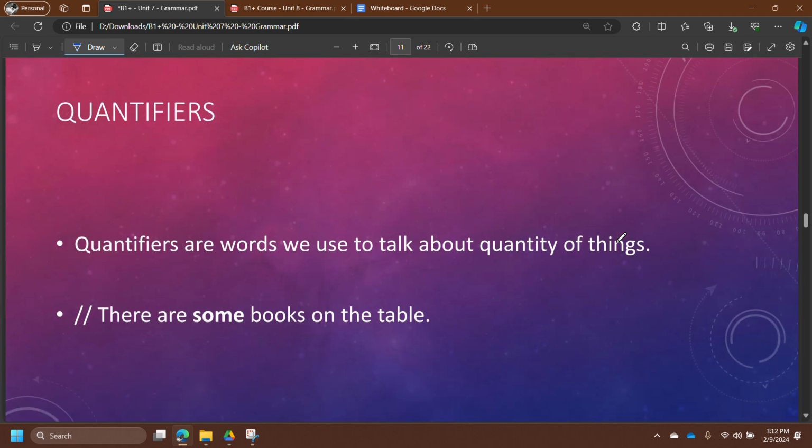Okay, so quantifiers, guys, are words we use to talk about the quantity of things. For example, there are some books on the table. Some means that there is an amount, a number of them, but you're not giving an exact number, but it is okay. It is a quantifier at the very least. It does give information about the quantity of something, in this case the books.